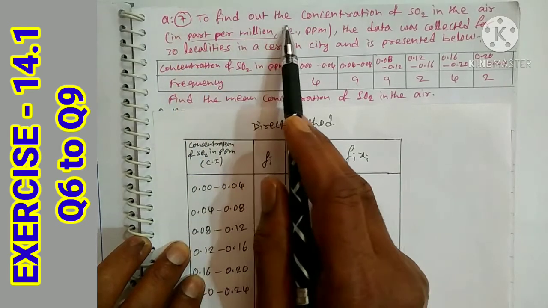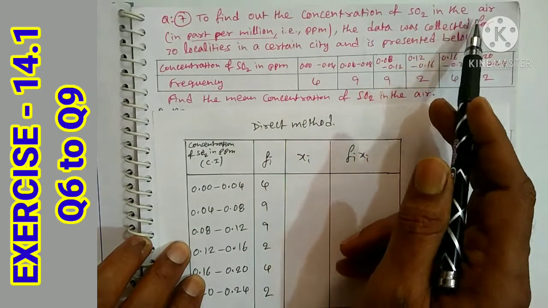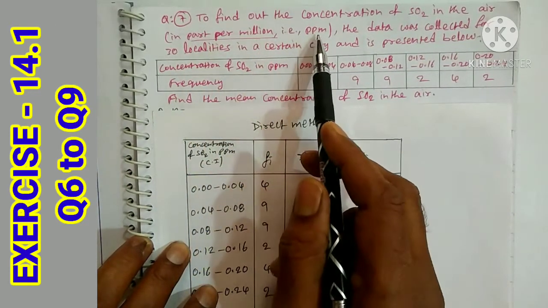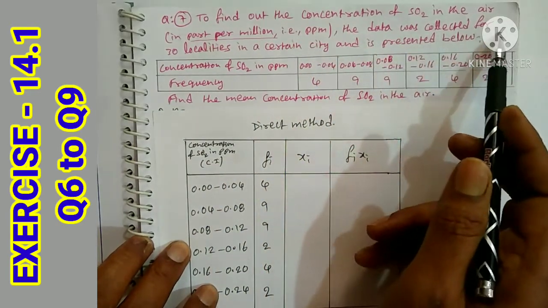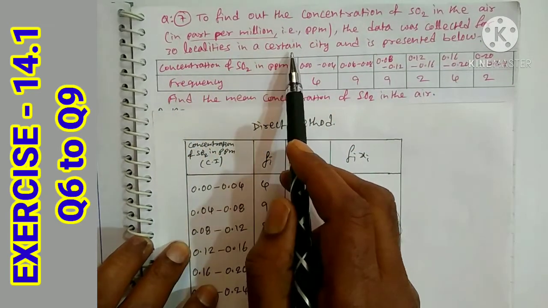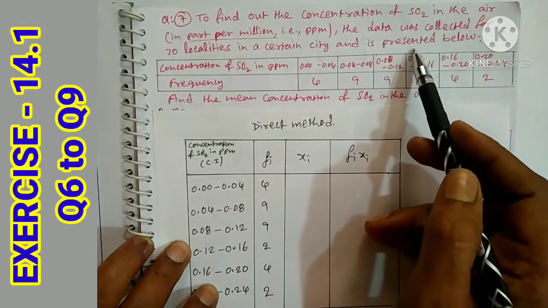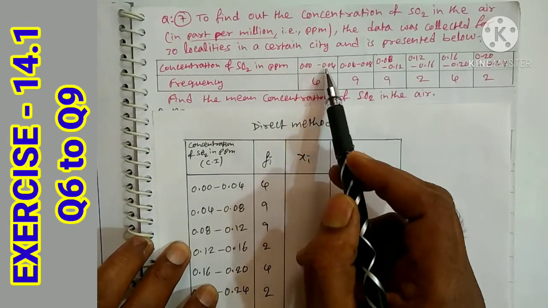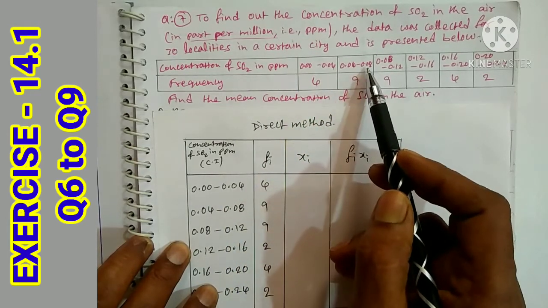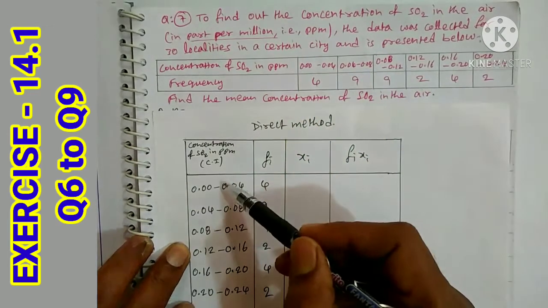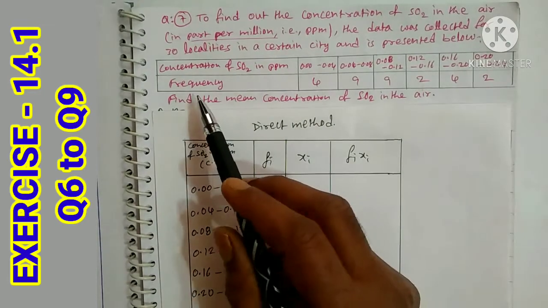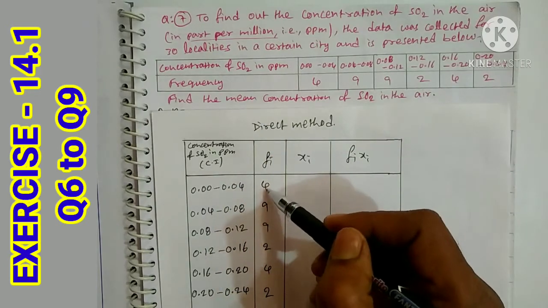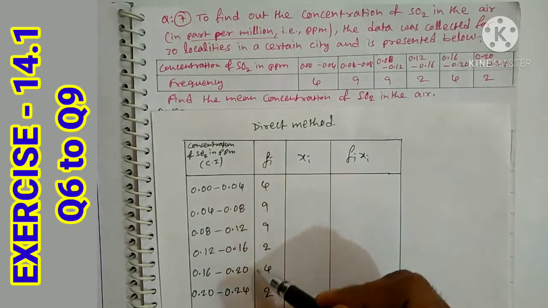Question number 7. To find the concentration of SO2 in the air in parts per million, that is ppm, data was collected for 30 localities in a certain city and is presented below. The concentration of SO2 is given as class intervals, 0 to 0.04, 0.04 to 0.08, and so on. The frequencies are 4, 9, 9, 2, 4, 2, 0.